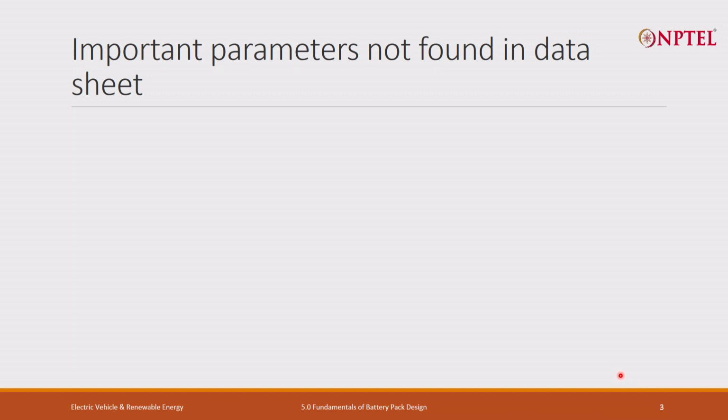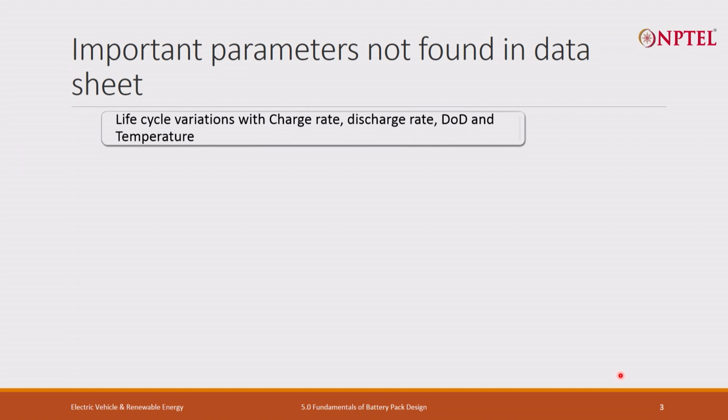Next, let's see what the important parameters are which are not found in the datasheet. The first and very important one is the life cycle variation with charge rate, discharge rate, DOD and temperature. We all know that the life cycles of a battery pack are impacted by how fast you charge it. A faster charge would mean higher degradation. Then the discharge rate, how fast you are discharging the cell, then the depth of discharge, so how much of the battery capacity you are using every time. And then the most important parameter, temperature: the ambient temperature, and also the cell internal temperature.